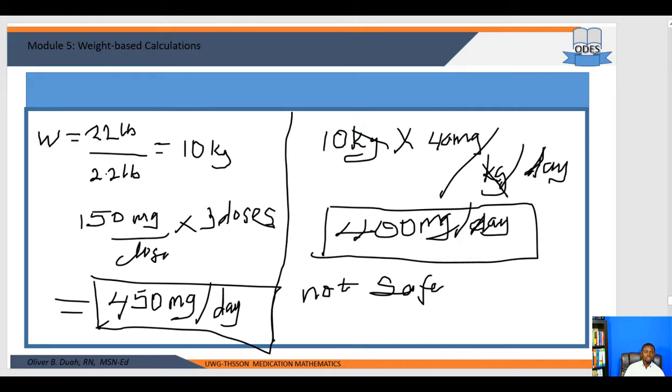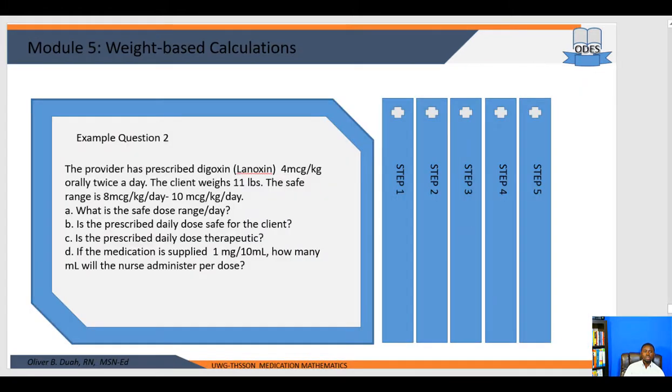Okay. So I want you to solve this example. This is combining all that we have studied in this session, and I am going to post another video with the solution to this problem.